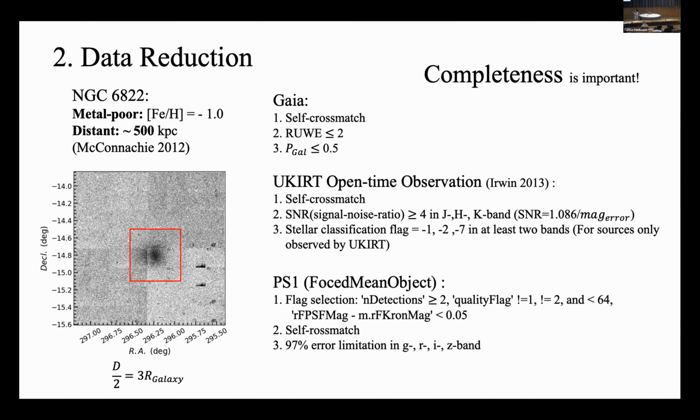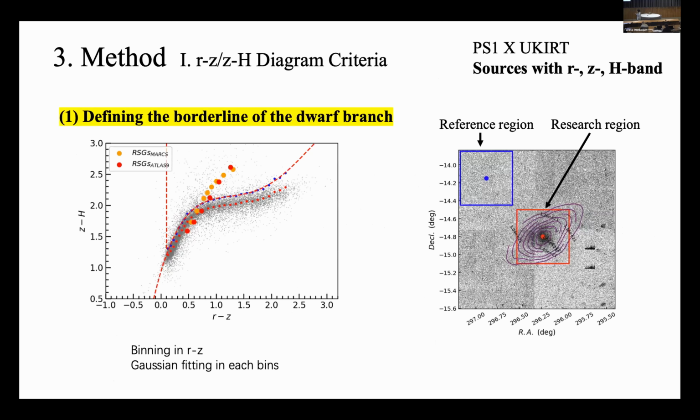We use astrometric data from Gaia DR3, the near-infrared data of the JHK bands from the open time observation of the Euclid telescope, a 3.8 meter telescope, and the optical data of the RZ bands from Pan-STARRS DR2. So in our method, for the sources with R, Z, H bands, we define the borderline of the dwarf branch.